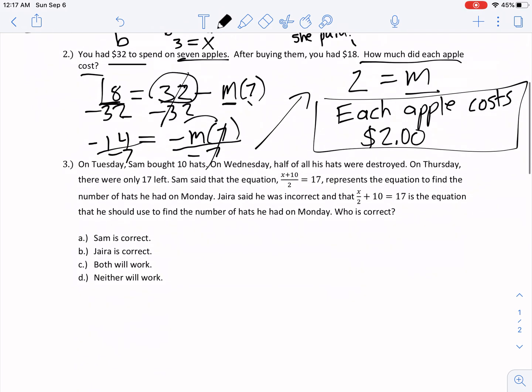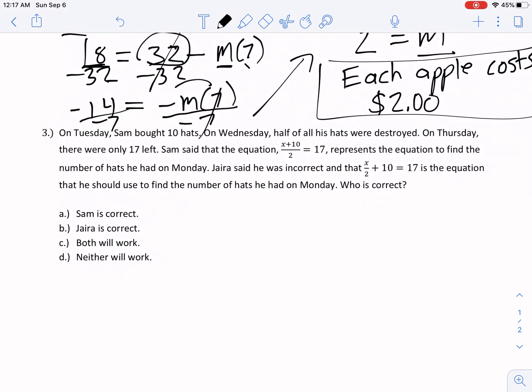Okay. Now on number 3 here, it says on Tuesday, Sam bought 10 hats. On Wednesday, half of all of his hats were destroyed. On Thursday, there were only 17 left. Sam said that the equation x plus 10 over 2 equals 17 represents the equation to find the number of hats he had on Monday. Jera said he was incorrect, that x over 2 plus 10 equals 17 is the equation he should use to find the number of hats he had on Monday. Who is correct? Okay, well, let's just kind of break this down.